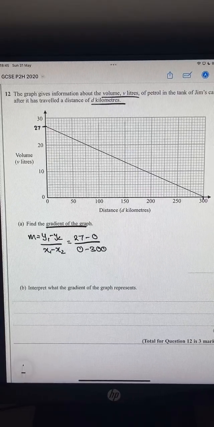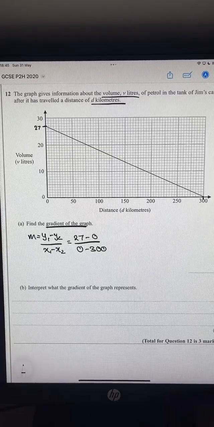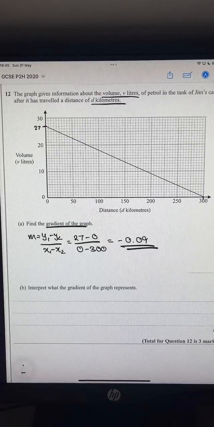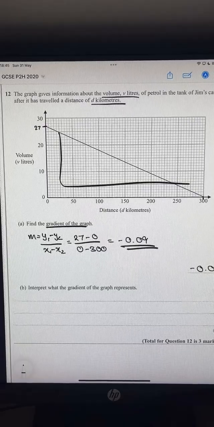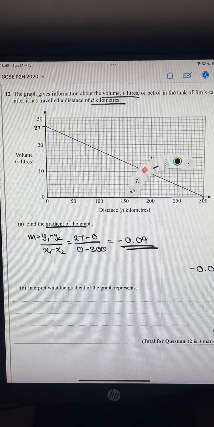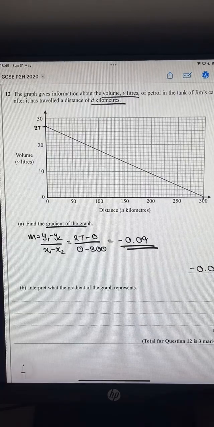And notice I'm getting a negative, which makes sense because it is a decreasing gradient. So I get minus 0.09. Nice little 2-marker question there. Don't need to bother doing like this triangle and then finding this part and this part, rise over run. No, we don't need to do that. Just do the values given because it's a nice little triangle.